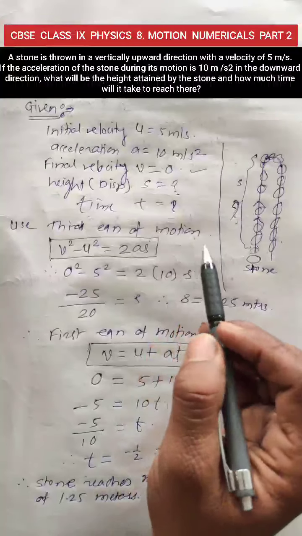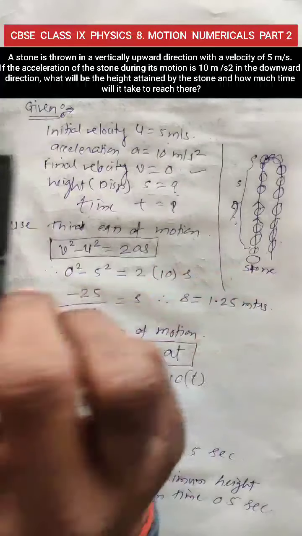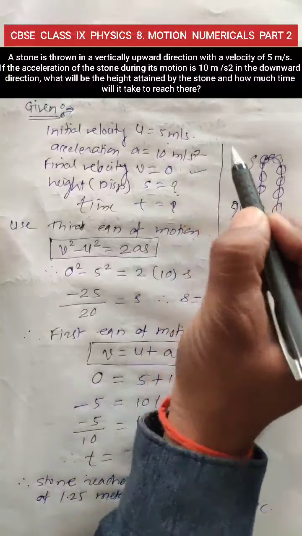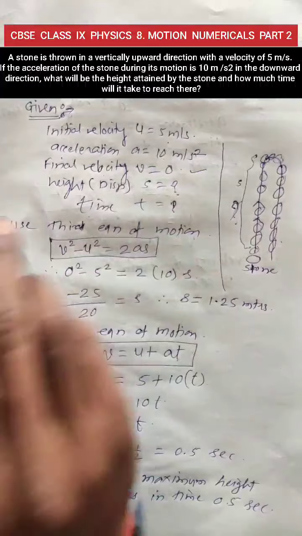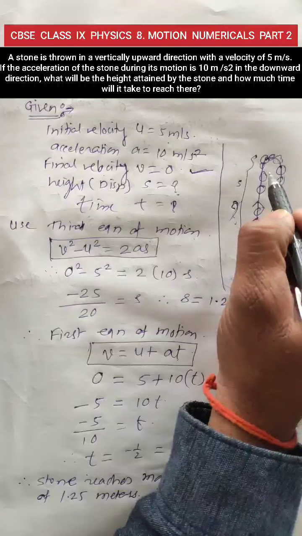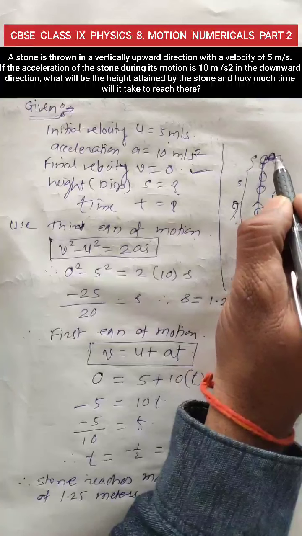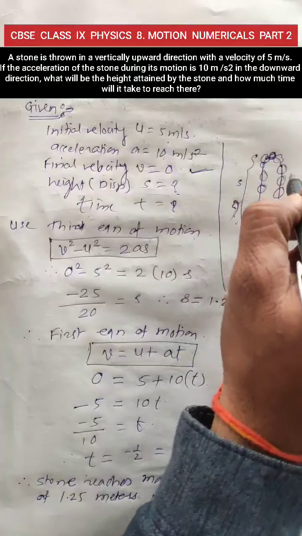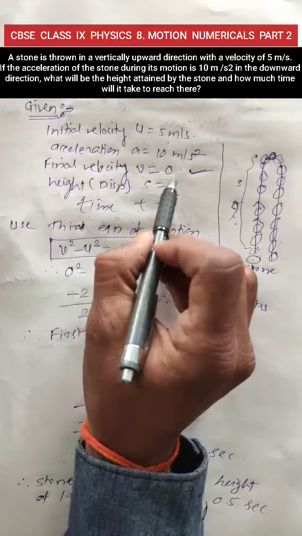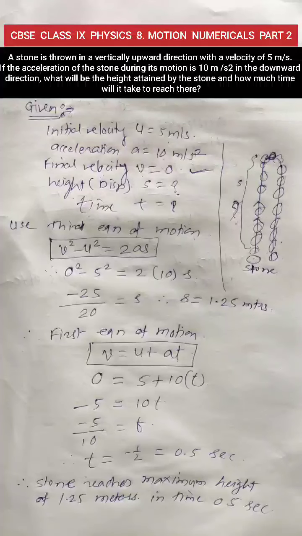Okay, so in this example the given values are: initial velocity u is equal to 5 meters per second, and acceleration a is equal to 10 meters per second squared, and also the final velocity v is equal to 0. Why is v equal to 0? When the stone is thrown upward, its velocity decreases step by step. At the point where the velocity v is completely 0, up to that point the stone rises, and after that it falls down. So we consider the final velocity v equal to 0, and we have to find out the height of the stone from its ground position.